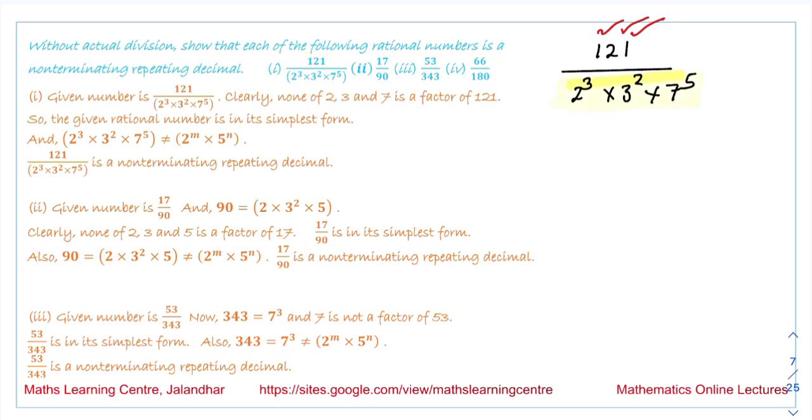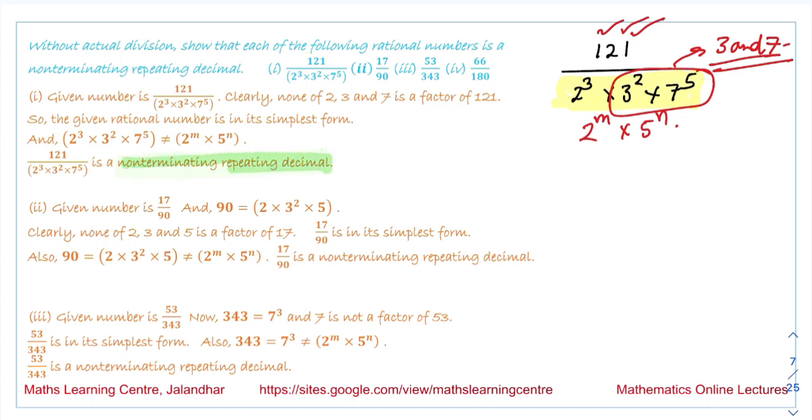Now if we look at the denominator of this number, it is not of the form 2 raised to the power m into 5 raised to the power n, because there are factors 3 and 7 also. So it means that this number will not have a terminating decimal representation, it will have a non-terminating repeating decimal representation. Repeating because it is a rational number, so it will be repeating, it cannot be non-repeating. So this number will have a non-terminating and repeating decimal representation.